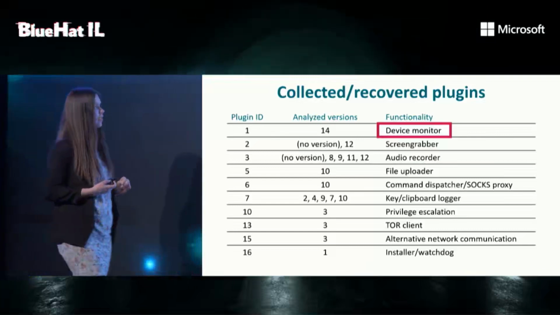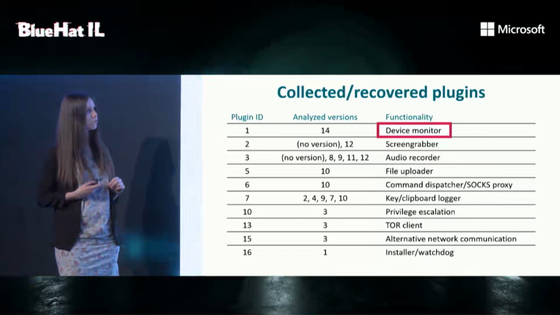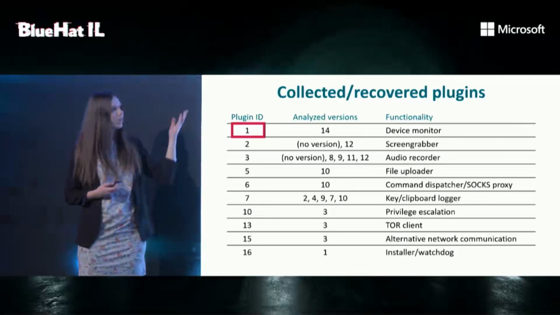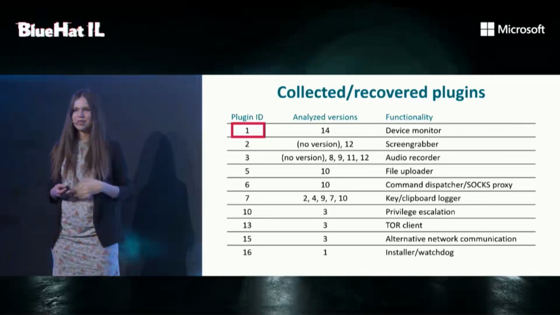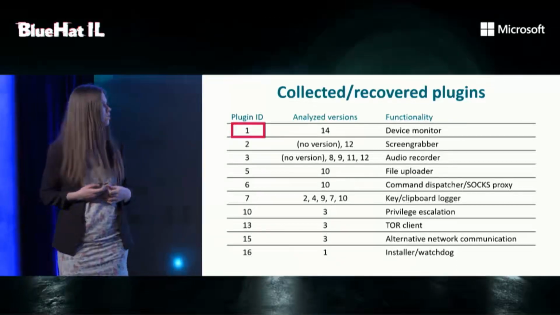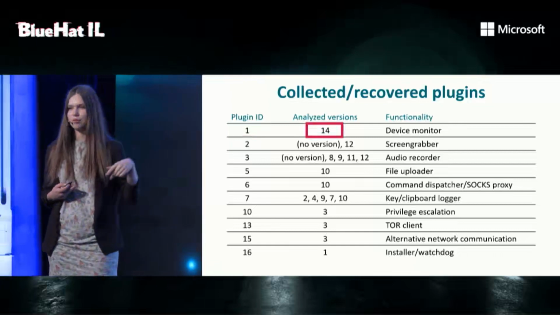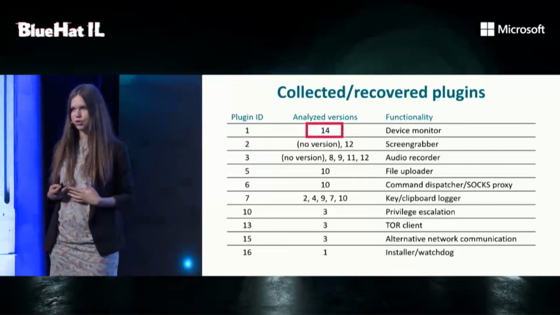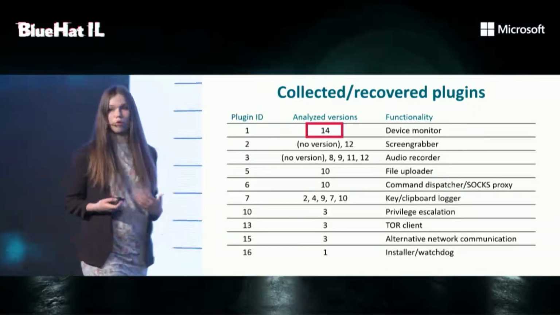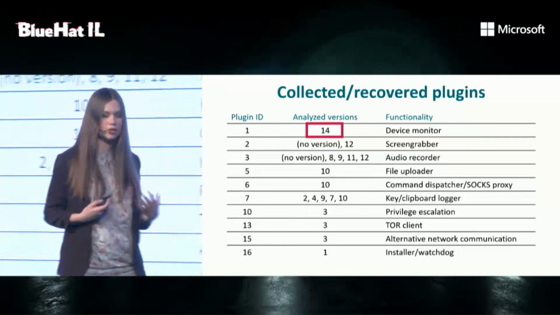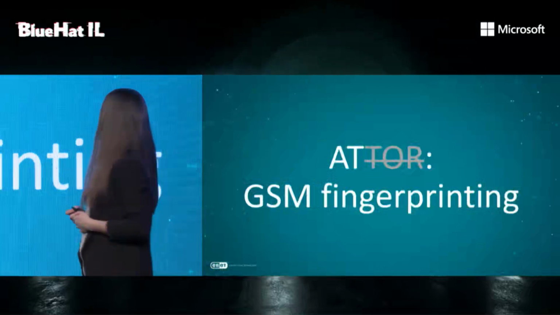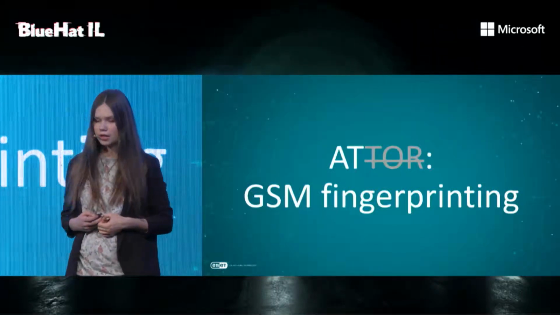So 2 notes to this plugin before we dive in. First one is that this plugin is assigned ID 1. That's interesting. It's such a prominent space, so maybe it indicates that this is the most important functionality of ATTOR. But also, the version that we analyzed is number 14, and that's the highest of all the versions that we analyzed. And that could also mean that the developers put some more effort into developing this specific plugin. Let's look at it closer. Let's look at the GSM fingerprinting functionality.